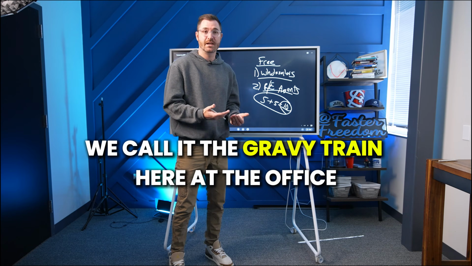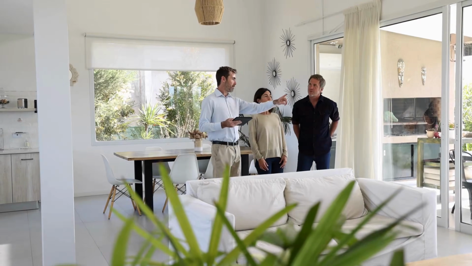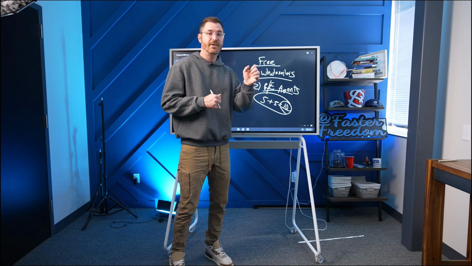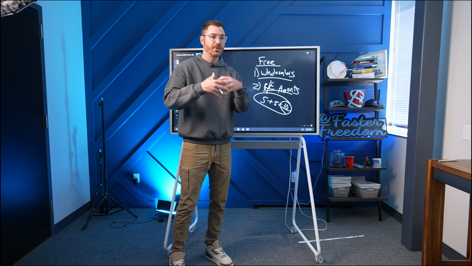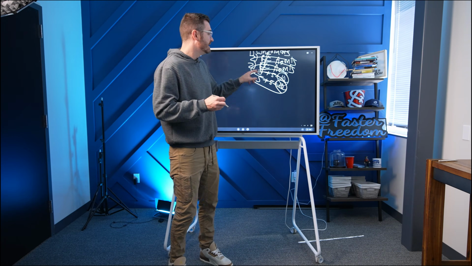We call it the gravy train here at the office. You can pay for marketing, but those are one-time buys. You get a good agent, you might buy 3 houses from them this year. You get a good wholesaler, you might buy 5 houses from them this year, and so on and so forth as you develop relationships. So those are the free and paid ways. Let's move on to step 2.